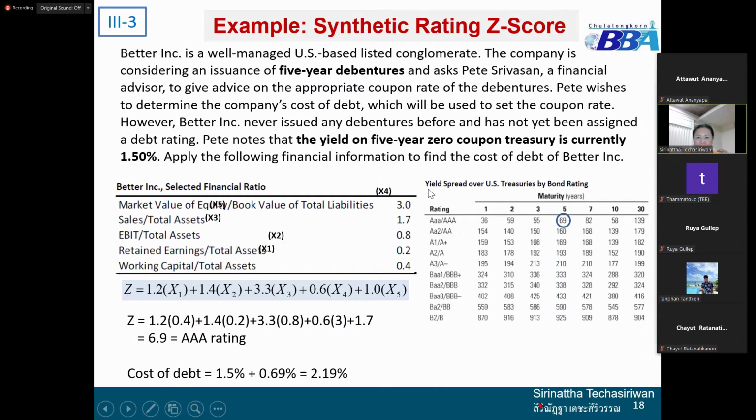And for an AAA rated bond, you can look at the default rate. For AAA rated, it is 69 basis points. So basically, you can add this 69 basis point default spread to the risk-free rate to come up with the cost of debt. This is basically how to apply the synthetic rating to come up with the cost of debt. Okay, any question?